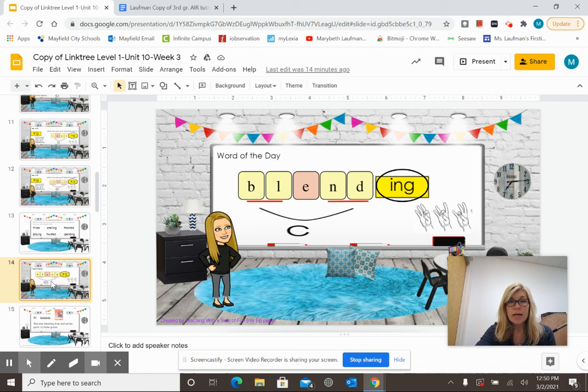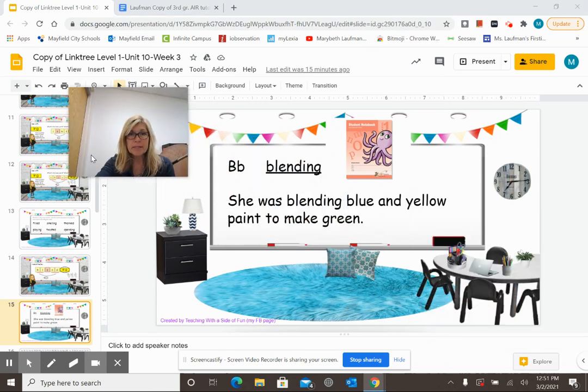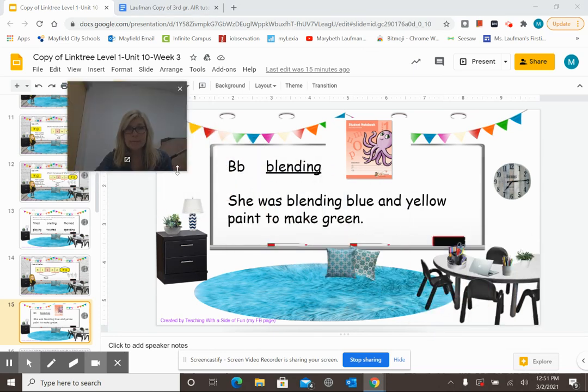All right, now in our octopus book, we are going to write our word of the day. So get your octopus book, and under your B words, we're going to write the word blending. Then you're going to use the word blending in a sentence. So I made an example. I said, she was blending blue and yellow paint to make green. You can use my sentence or make one up of your own, but you need to make up a sentence with the word blending.